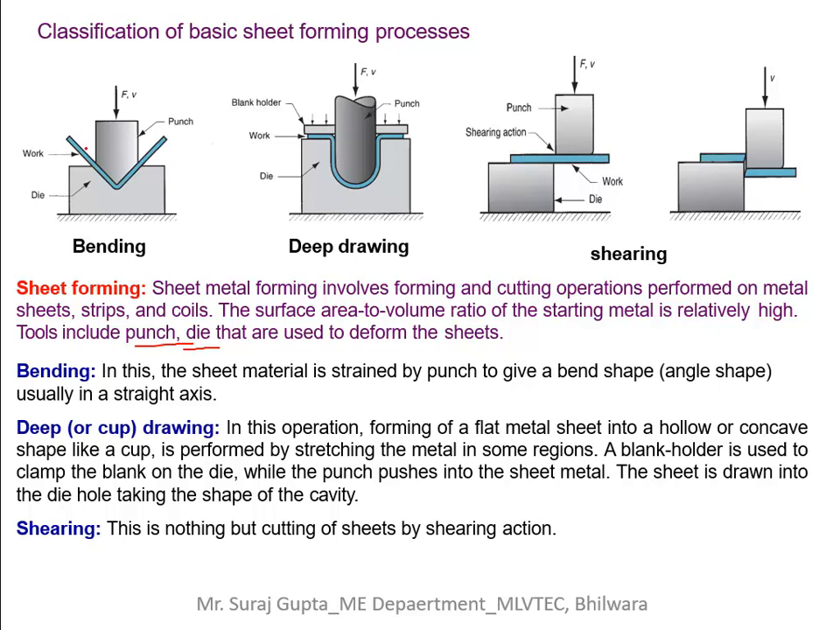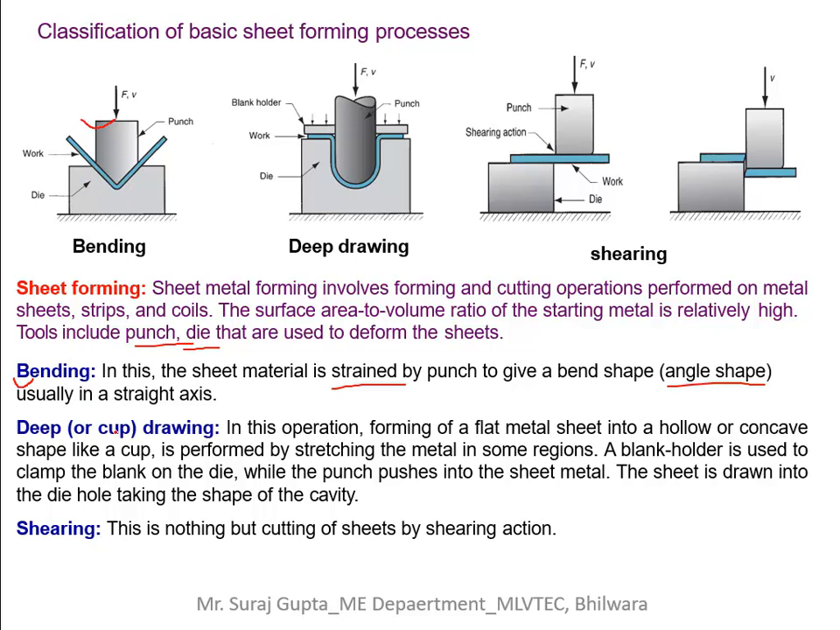So we can see here the plate. Taking the first category, the sheet metal is plastically deformed by a punch to give a bend shape, an angle shape, usually along a straight axis. Applying the force on the punch, this is known as the punch, and this is known as the die. The die provides the shape of the product. So we are going to bend this plate just by applying the force in the vertical direction in the shape of the die. Here also plastic deformation will occur.